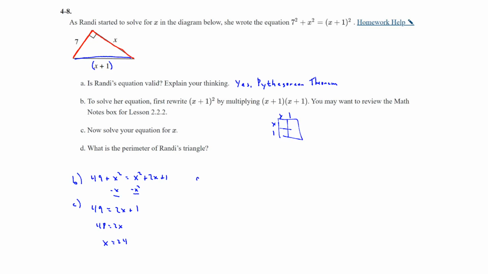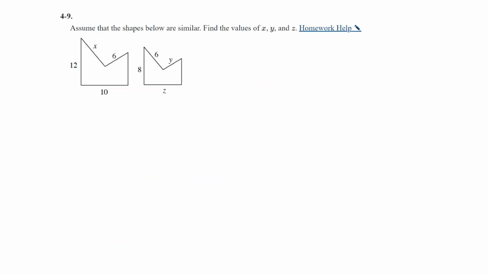Part D, what is the perimeter of Randy's triangle? So let's take a look. We've got to fill in the values that we now know. If x is 24, this side length is 24. 24 plus 1 is 25. So now we know that the perimeter is 7 plus 24 plus 25. So that would be, let's see, 49 add 7 is 56. And it is perimeter, so we got 56 units. Make sure you're always labeling.